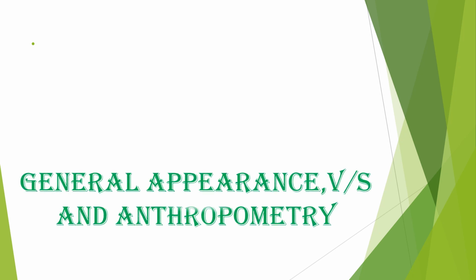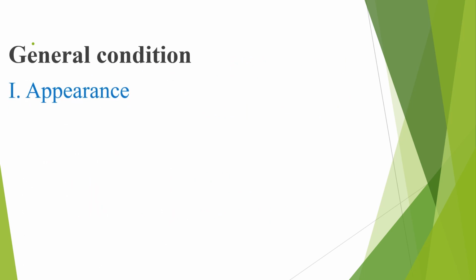Today we will start discussing the pediatric physical examination. This is part 1 about general appearance, vital signs, and anthropometry. General appearance contains three major components.